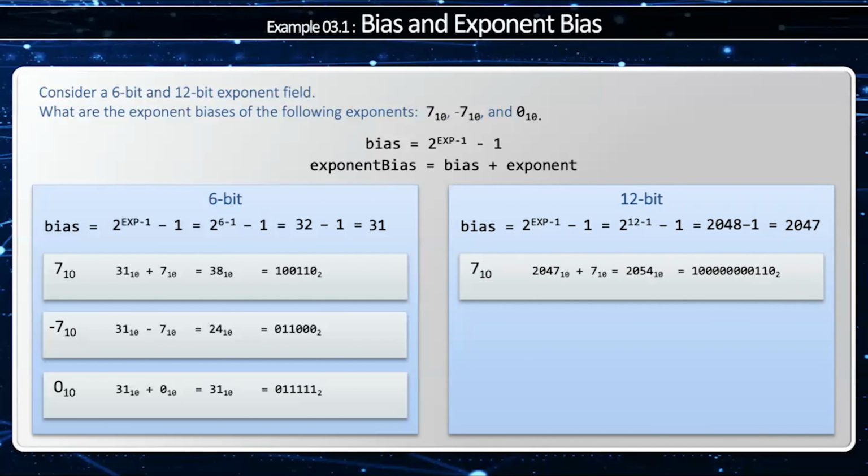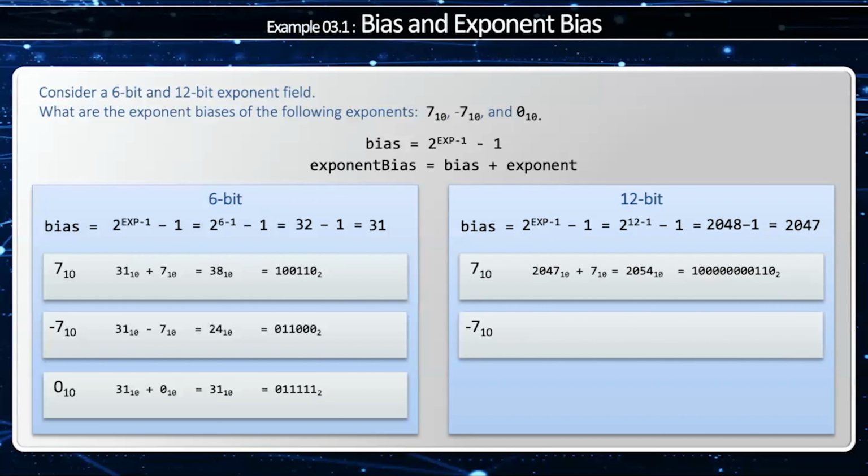Now, just take a minute here and compare my 6-bit and my 12-bit numbers. Notice how they both have the same most significant bit, and the least significant bits are the same. The difference is the filler of zeros. There are a lot more zeros with the 12-bit, and those all happen after the leading bit, and that's an important property of the exponent bias field.